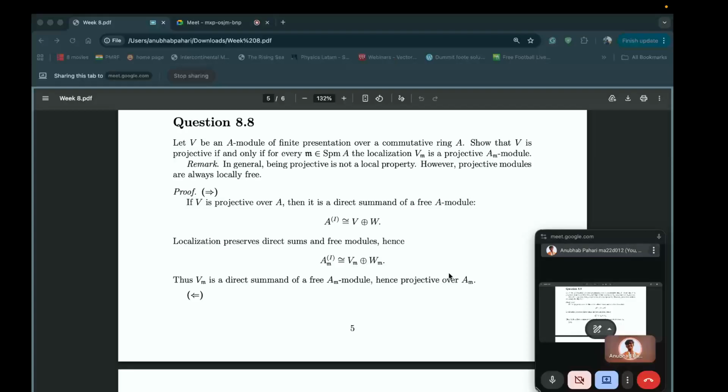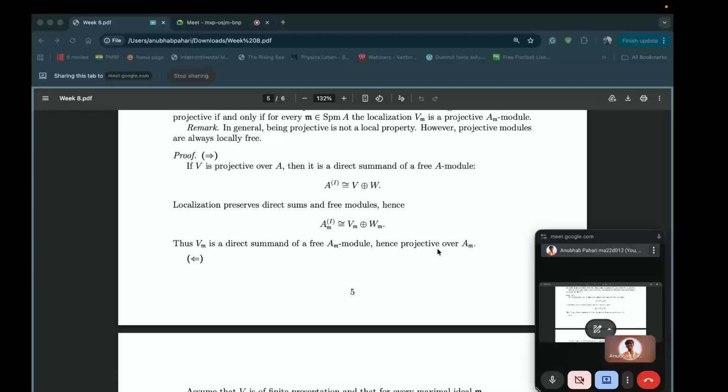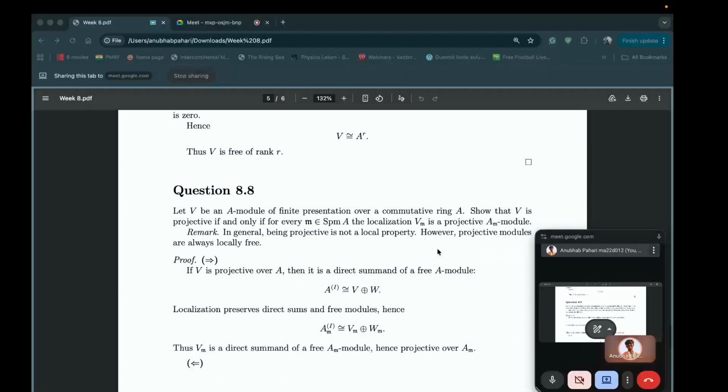Okay, so let us start solving this. The question was: let V be an A-module of finite presentation over a commutative ring A, so that V is projective if and only if for every maximal ideal in Spec max A, the localization V_m is a projective A_m-module. Now we will approach the first direction.